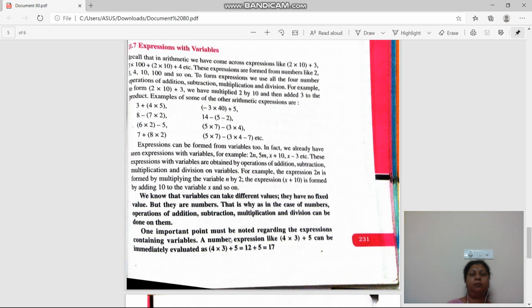One important point must be noted regarding expressions containing variables. A number expression like 4 into 3 plus 5 can be immediately evaluated. 4 multiplied by 3 plus 5: 4 3s are 12, 12 plus 5 is 17. Right, if we know the numbers, we can immediately do the operations and get the result.